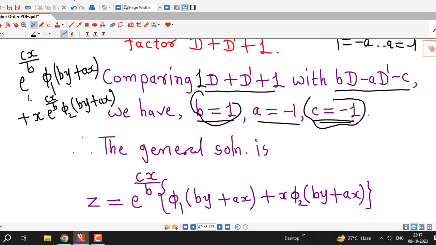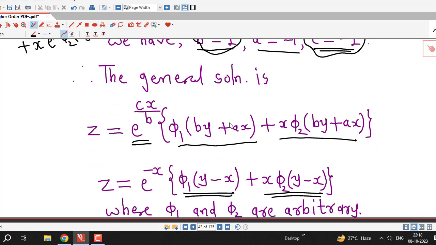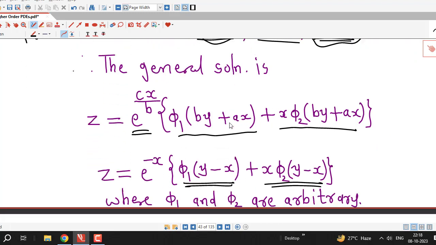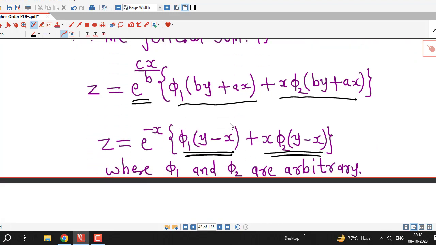Okay, here we can take e raised to cx over b common, and we are left with arbitrary function of by plus ax plus x times arbitrary function of by plus ax, and then we substitute these values of a, b and c, and we obtain that this is the general solution of the given partial differential equation.